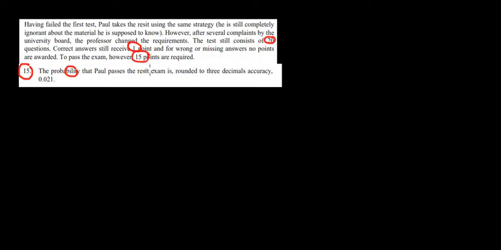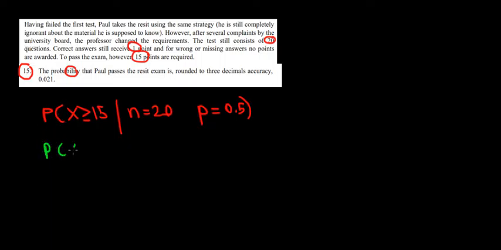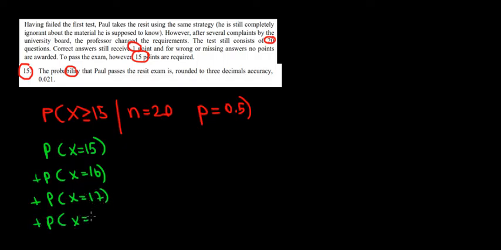We have a binomial distribution because we have correct and incorrect answers. But now what we need is the probability of having at least 15 correct answers, given that we have 20 questions with a probability of having a correct answer of 0.5. Now, if we have a look at the binomial distribution, we would have the probability of x equals 15 plus the probability of x equals 16 plus the probability of x equals 17 and the probability that x equals 18, given that we have 20 questions with the proportion of 0.5.